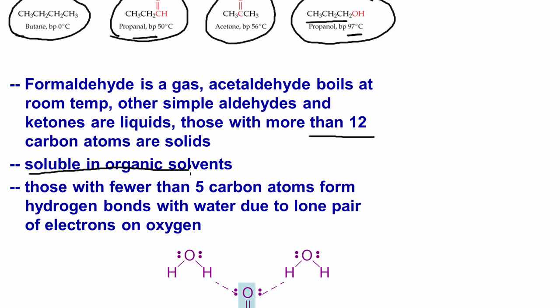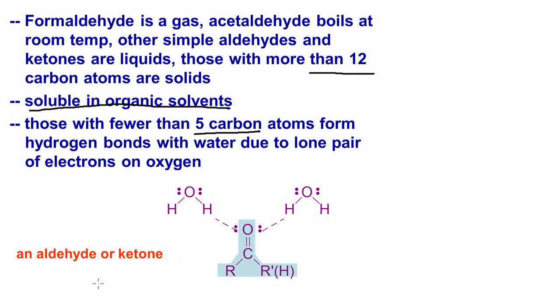Aldehydes and ketones are soluble in organic solvents, and those with fewer than 5 carbon atoms will form hydrogen bonds with water because of those lone pairs of electrons on the oxygens. Anything with 5 or more carbons is going to be insoluble in water. So here we have a representation of a ketone or an aldehyde, and we can see that it can form hydrogen bonds with water molecules because of the lone pairs on this oxygen. So it makes the smaller aldehydes and ketones, those with 4 or less carbons, soluble in water.